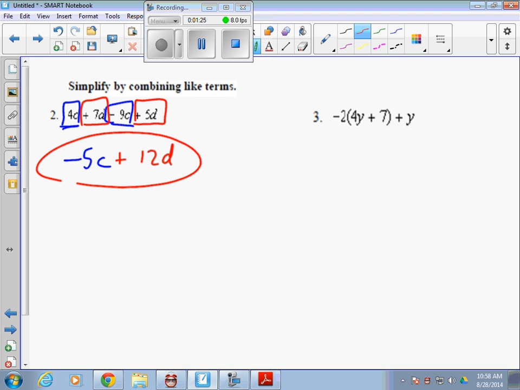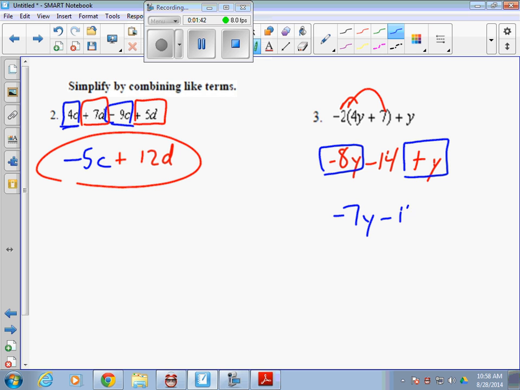Use the distributive property for number 3. Negative 2 times 4y is negative 8y. Negative 2 times 7 is minus 14 plus y. Then combine your like terms, negative 8y and positive y. Negative 8 plus 1y is going to be negative 7y, and you still have minus 14.